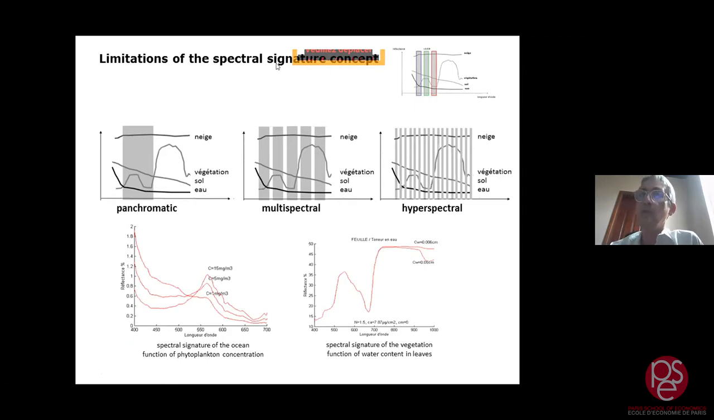So there is a variety of optical sensors, which may be panchromatic, which is when we have just one spectral band, multispectral, when we have several spectral bands to be able to originate color information, or even hyperspectral, when you have many spectral bands, for instance 200, 300, to be able to determine with high spectral accuracy the spectral signature. So this is interesting to answer some questions. For instance, I just show here two examples.